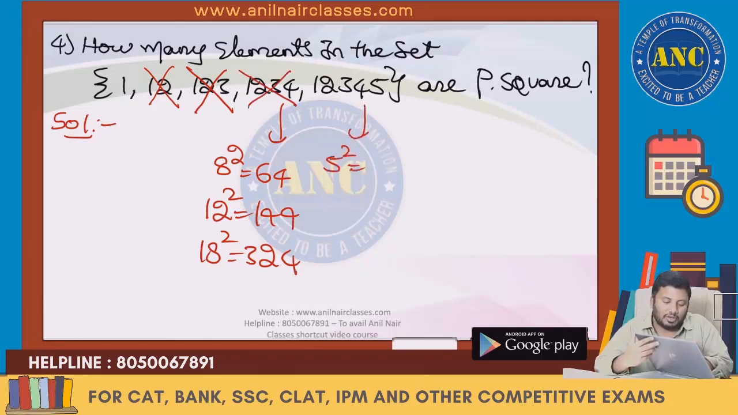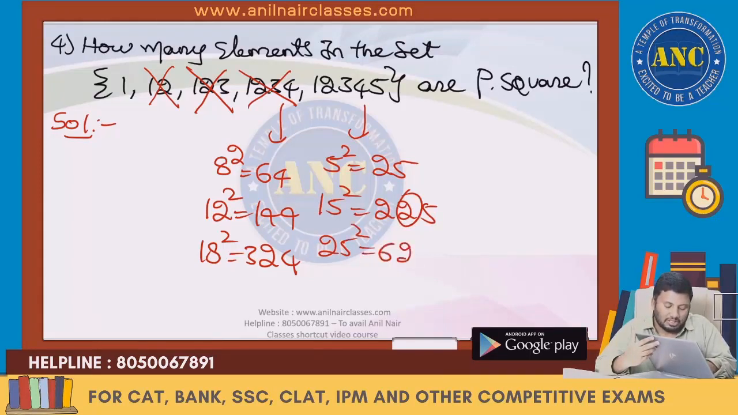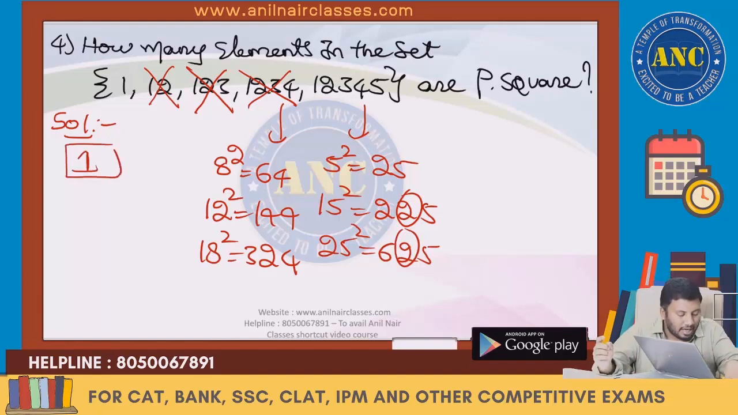Any perfect square ending with 5, the tens place is always 2. 15 square is 225, 25 square is 625. Answer is 1. Only one element is a perfect square. I hope it is clear. The tens place has to be even, right?